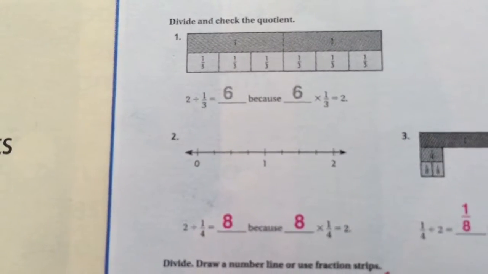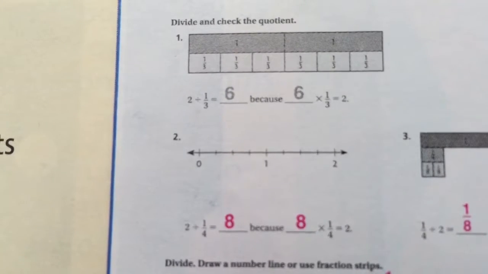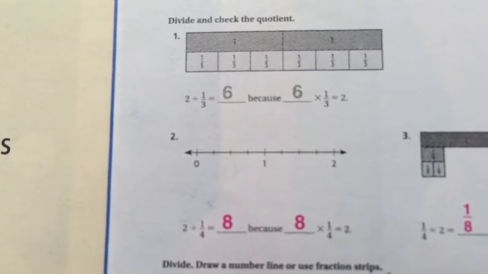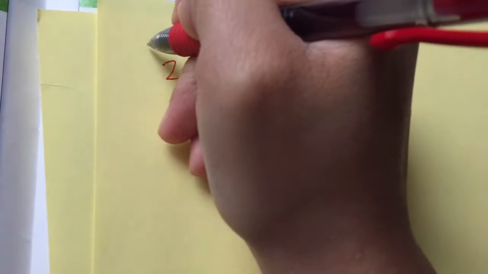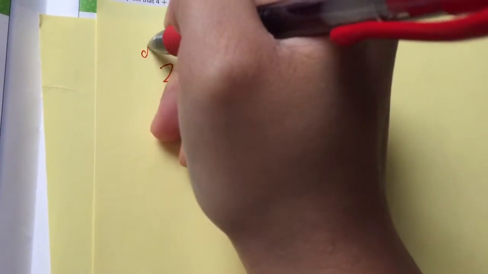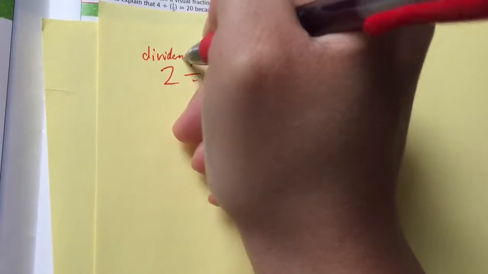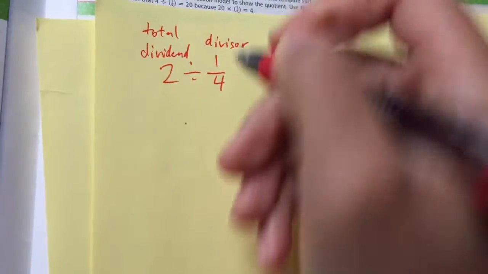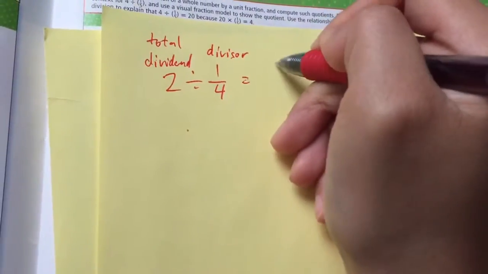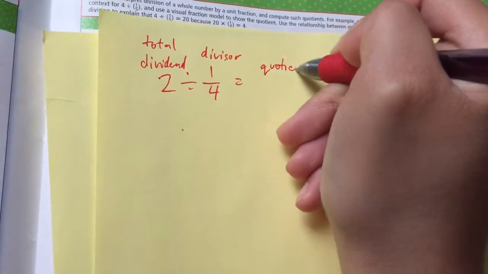Number 2 is asking for 2 divided by 1/4, and they want you to do it on a number line. 2 divided by 1/4 on a number line. So what I want to see is 2 divided by 1/4. And the first thing I want you to do is label everything. Your 2 is your dividend, and that is your total. Your 1/4 is your divisor, and for this lesson, it's how much we're going to subtract each time. And we're going to be looking for our quotient or answer.